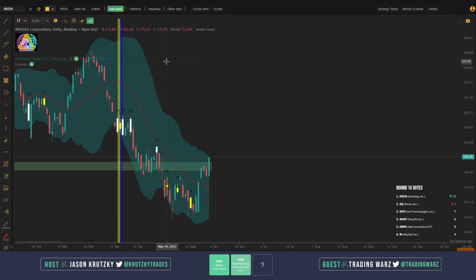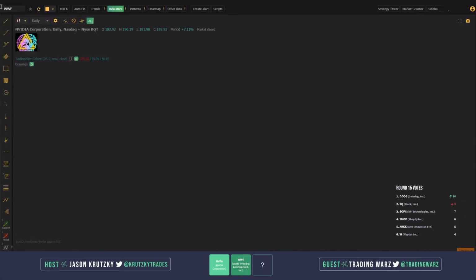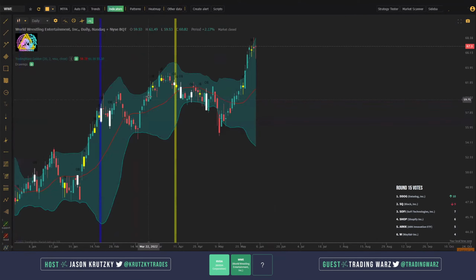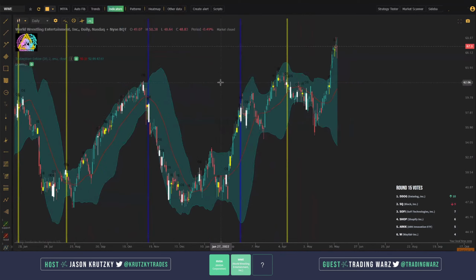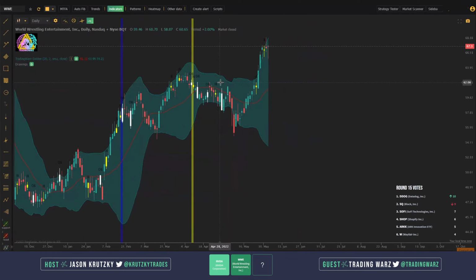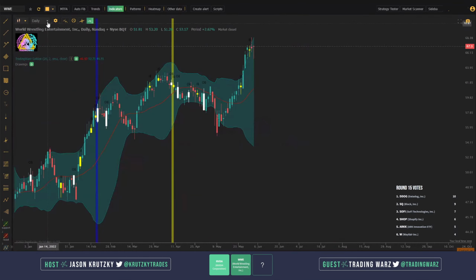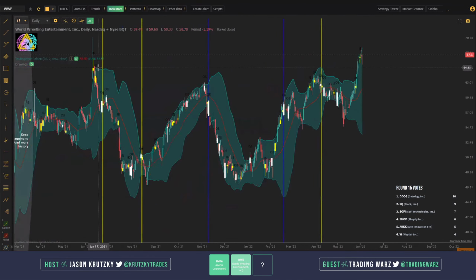Next round, World Wrestling Entertainment, WWE. Wow. This was one of the first stocks I bought a long time ago. So I guess someone knows that I'm a wrestling fan here. So let's see. I haven't traded this one in a long time.